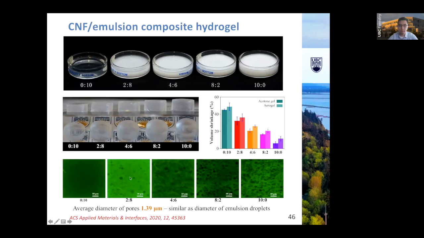So we use confocal microscopy with dyed structure, and we can clearly see there are pores in there. This is the original without any emulsion, then 20%, 40%, 100%. There are a lot of pores in there. The pore size is about 1.4 micrometer, as measured from the microscope image.